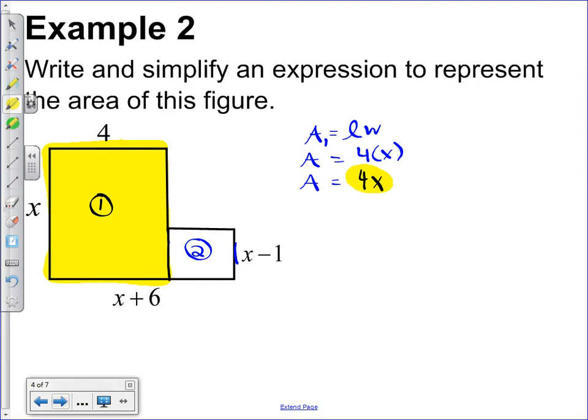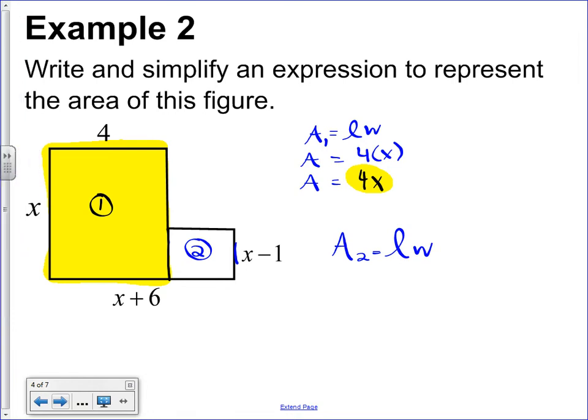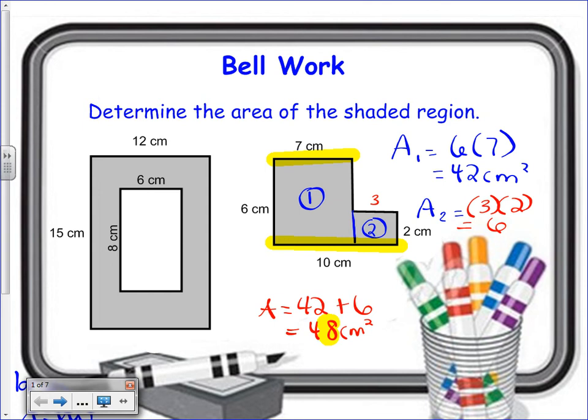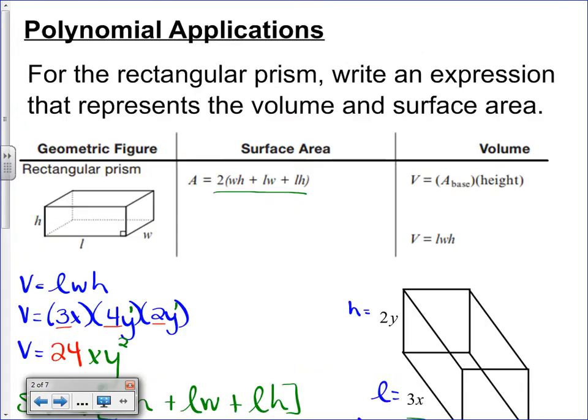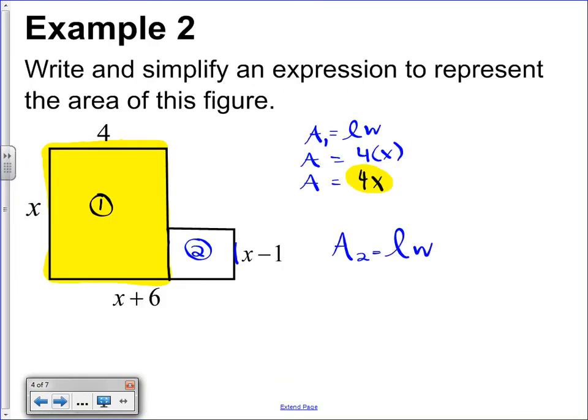Okay, now I have to figure out the area of the second shape. So I'm going to start here. Area of the second shape is length times width. Carissa, do I know what my length is? No. I have to figure it out. Now, similar to what we did in the very first example, to figure out this length, I have to do some subtraction. 10 minus 7. This one, what math do I have to do here? Nick?